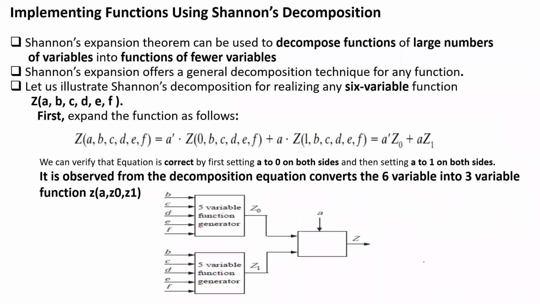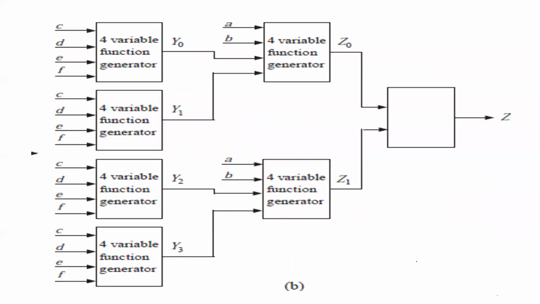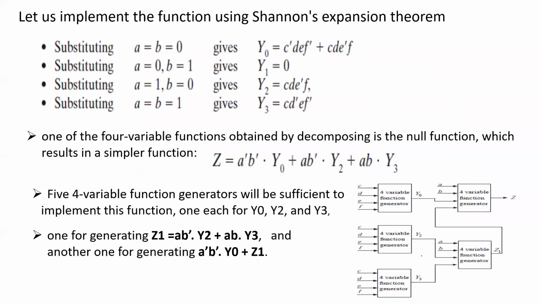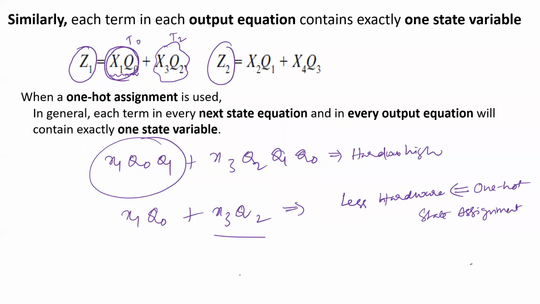Again, we can consider the Shannon expansion theorem. Already we have spent a lot of time on the Shannon decomposition theorem. In the last class we saw how to implement this. Let us come to this point later, because we have two more examples to give. Before going to that, let us see how we implement the circuit in an FPGA kit.